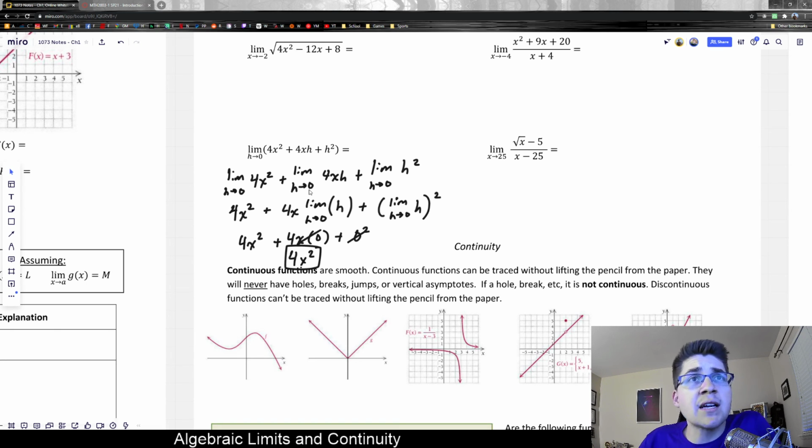Or we could use the direct substitution rule. Since these are just polynomials, we could directly substitute h equals 0 into those terms. So the two terms that involve h cancel, and the one that we're left with is 4x squared.